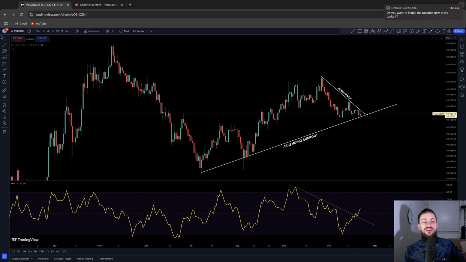Today we will be discussing Velo. The ticker is VELO against USDT on the daily time frame. I've got one indicator on here, and this is the MFI, the Money Flow Index. It's very similar to the RSI in regards to three very important points: oversold areas, the neutral area around 50, and then the overbought zones above 80.